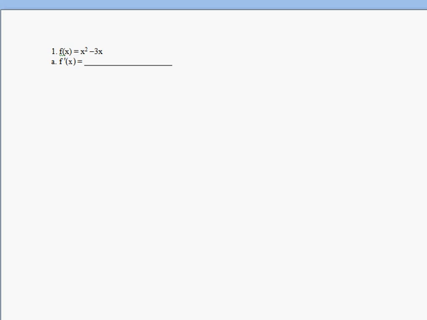Okay, we're going to look at the derivative here of the polynomial x squared minus 3x, keeping in mind the definition of the derivative, which is the limit as h approaches 0 of f of x plus h minus f of x all over h.